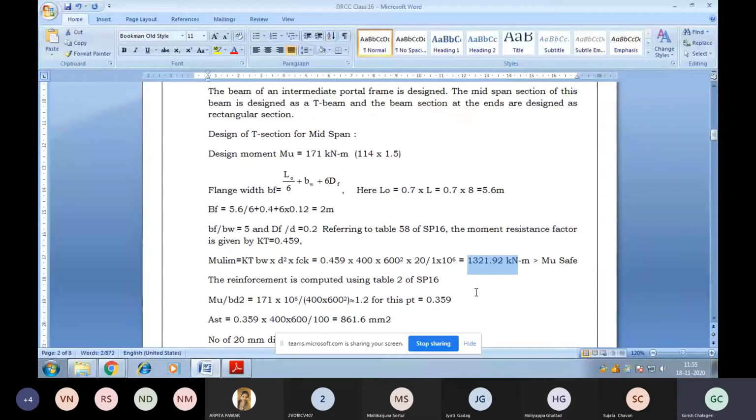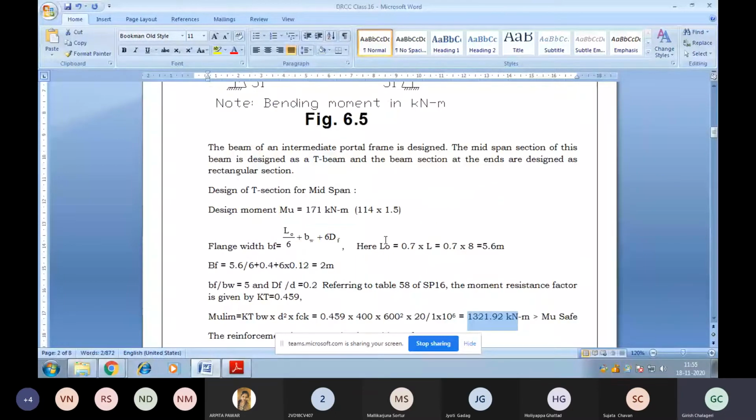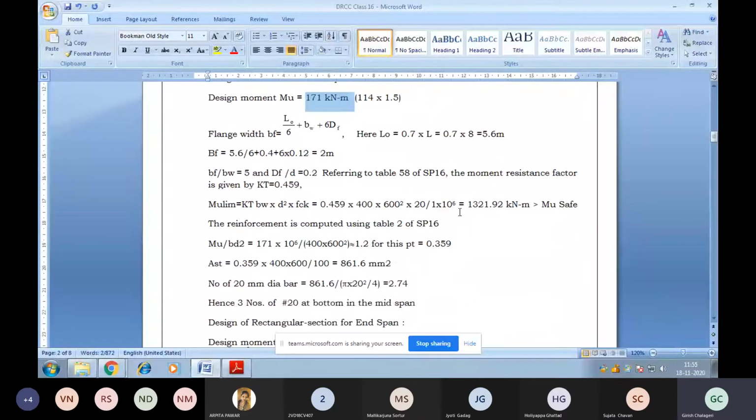What is our Mu here? The Mu we have calculated is, I think, 171 kilonewton meter. The resisting moment is 1321, but the load coming over this beam is 171. It is much more safe. So our beam is safe. Computing using table number 2 at its end span, it is already safe against this.